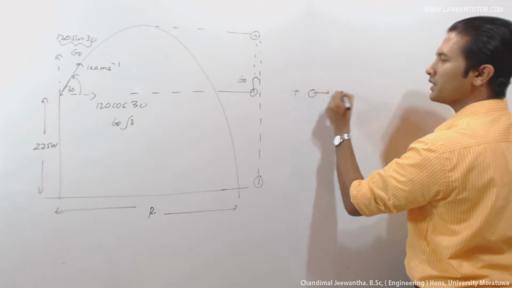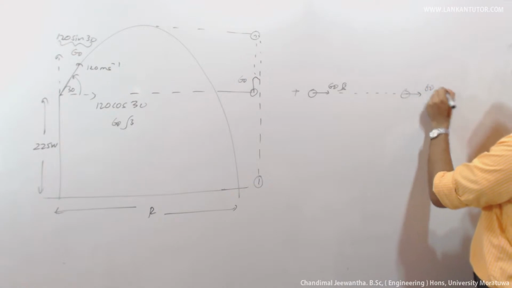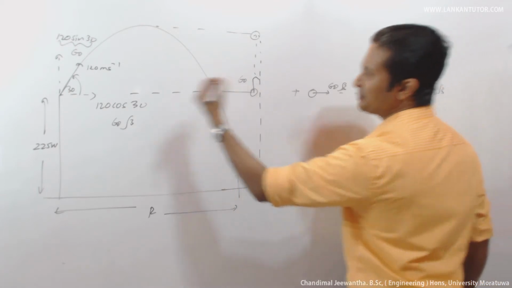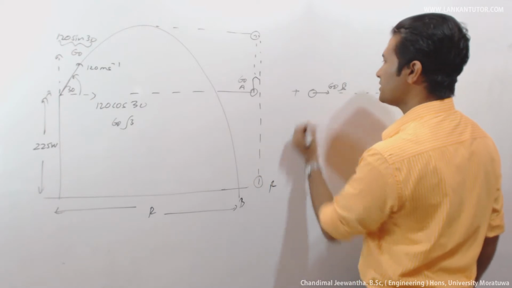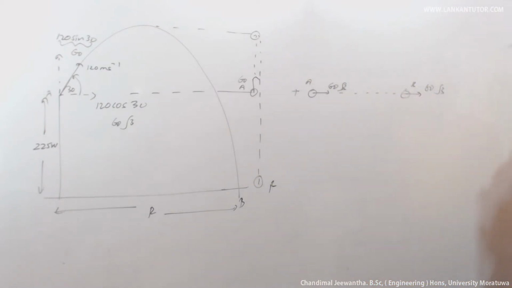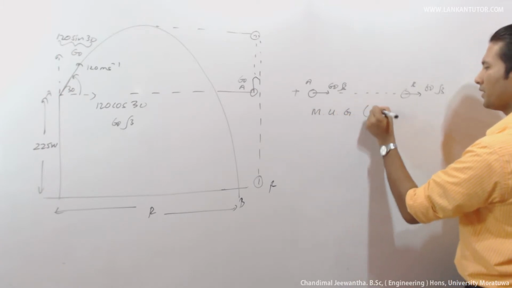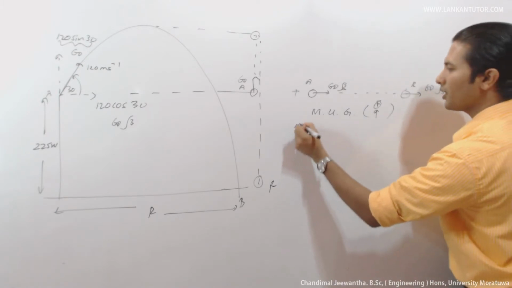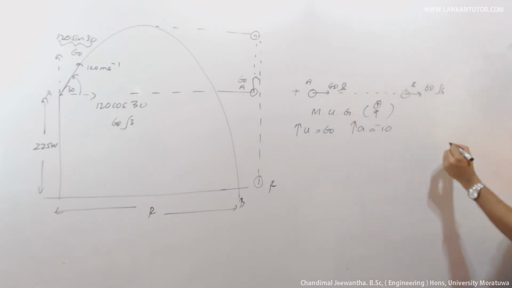Plus, you have to consider the object follows straight line motion. You can consider these points as A and B, just like this. First of all, you have to consider motion under gravity, taking the upward direction as positive. Then the initial velocity is 60, acceleration is minus 10, and the displacement, that is the main important thing.